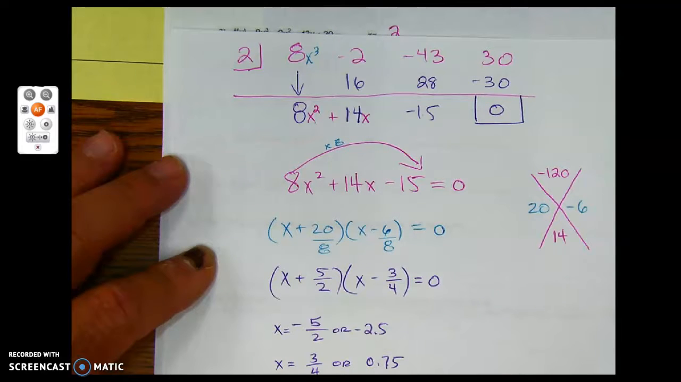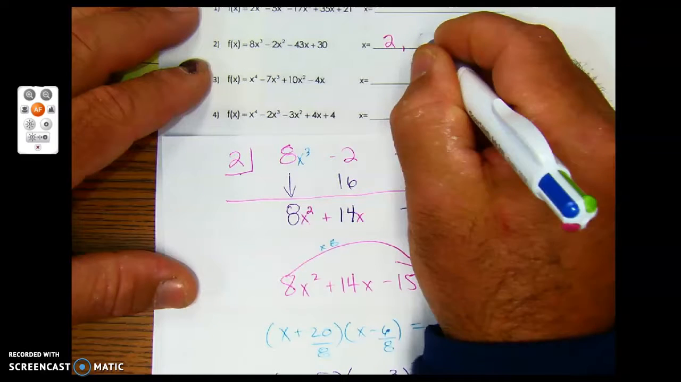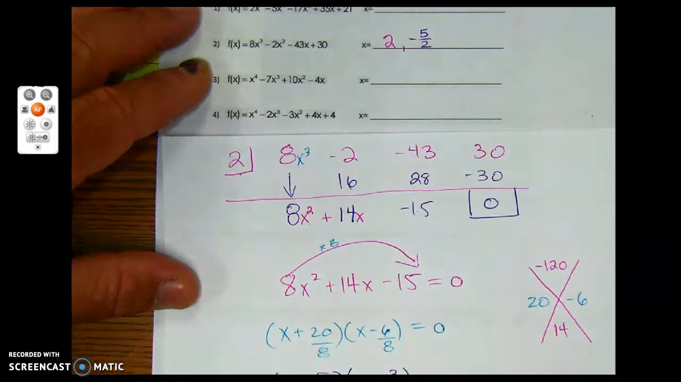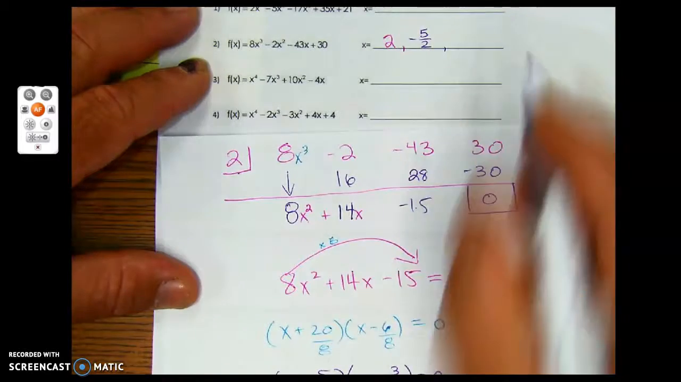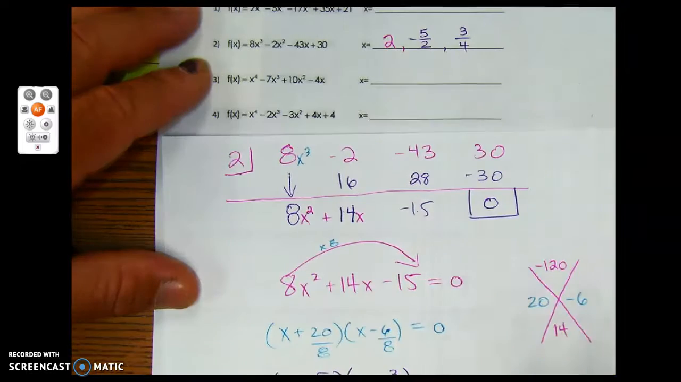I don't care whether you put it in fraction form or decimal form. Just don't round off these answers when you change to a decimal. If you need to leave them in fraction form so you don't have to round them off, good for you. So my solutions are negative 5 over 2. Again, you can call that negative 2.5 if you want. And 3 over 4, or 0.75.